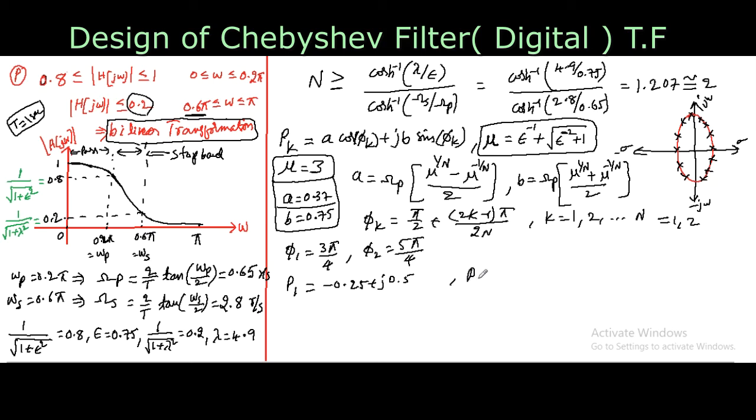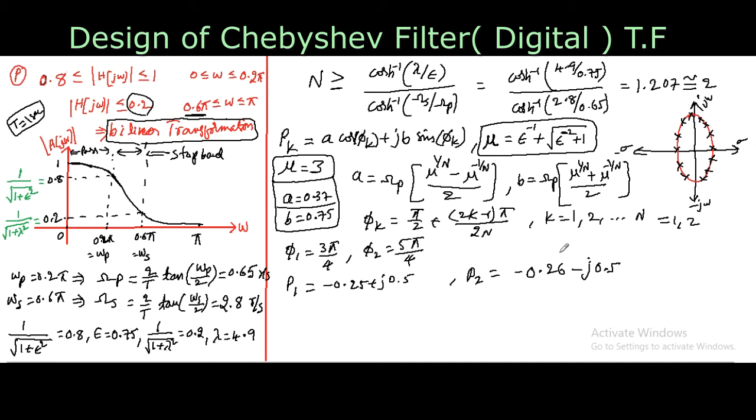And the second pole is minus 0.26 minus j into 0.5, because generally the expected pole locations are exactly conjugate poles. Conjugate poles means the sign of the imaginary part changes. So the expected number of poles is 2. One pole is at minus 0.25 plus j 0.5, and the other pole is located at minus 0.26 minus j 0.5. One is positive imaginary and the other is negative imaginary.